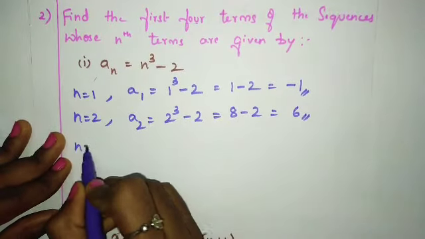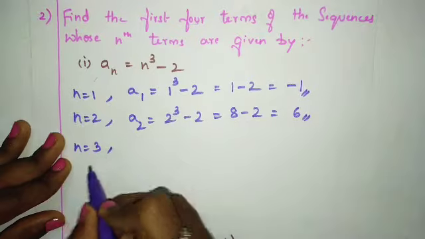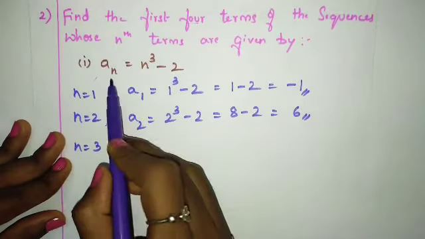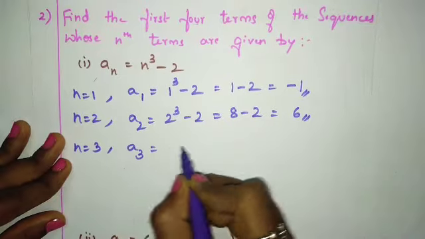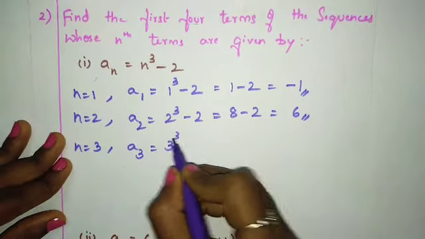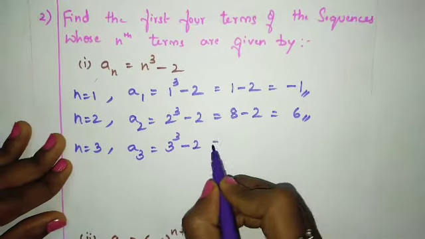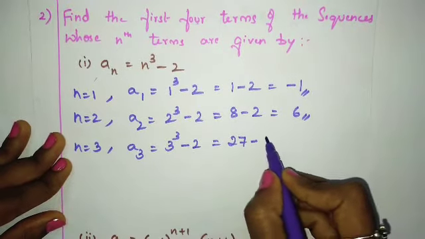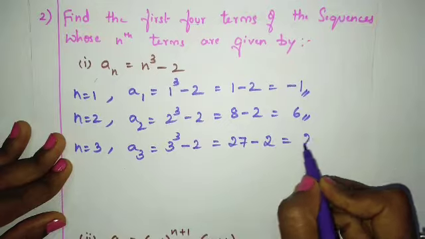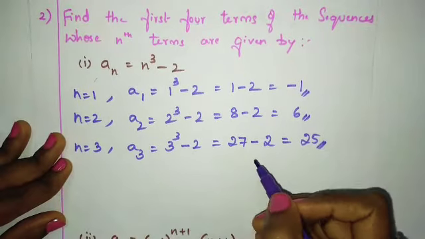Now n is equal to 3, which means in the place of n you have to substitute 3. So A3 is equal to 3 cube minus 2. So 3 cube is what? It's 27, minus 2. So 27 minus 2 is 25. So this is your third term.